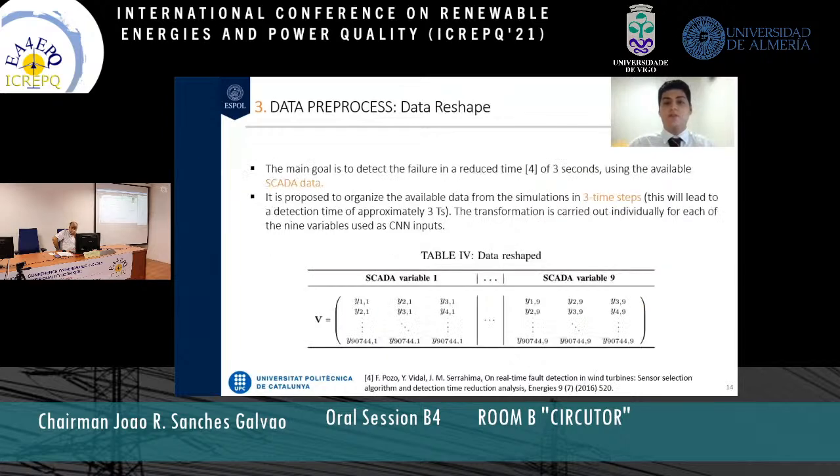In the data reshape process, the main goal is to detect the failure in a reduced time of 3 seconds using the available SCADA data. It is proposed to organize the available data from the simulation in 3 time steps. This will lead to a detection time of approximately 3 sample times. The transformation is carried out individually for each of the 9 variables, to use as CNN input. As a result, we get matrix B with 3 times 9 columns.